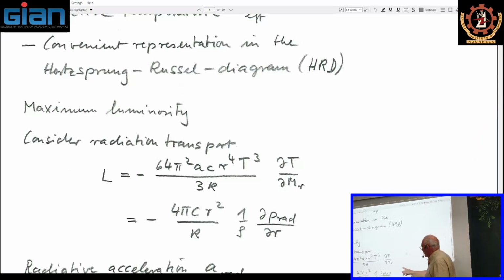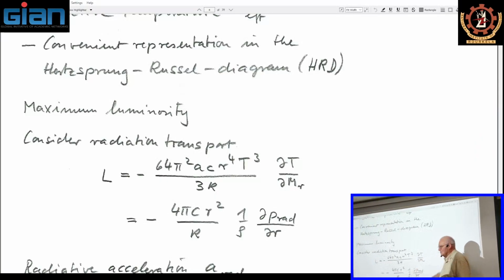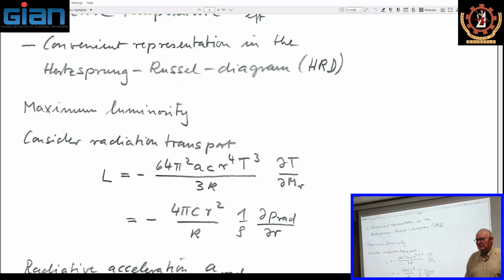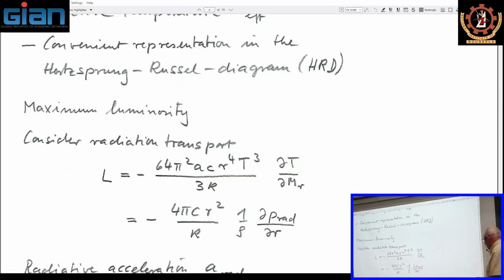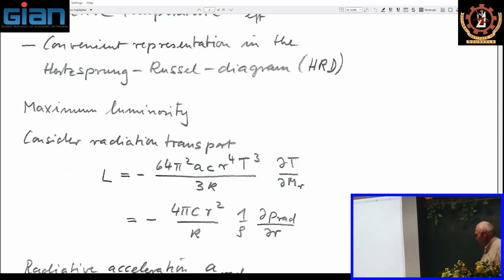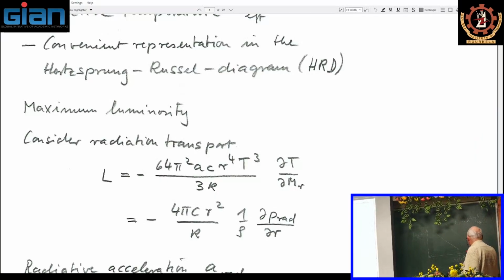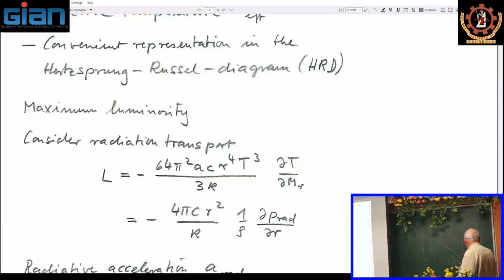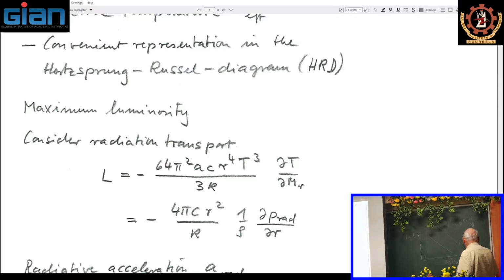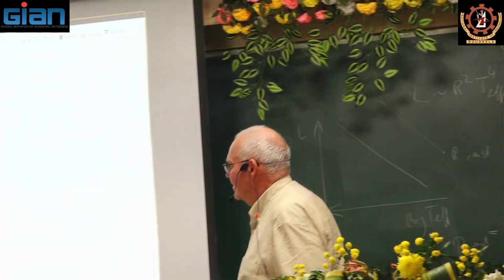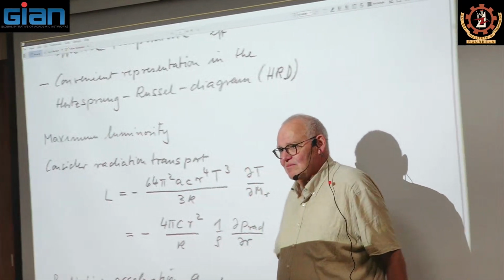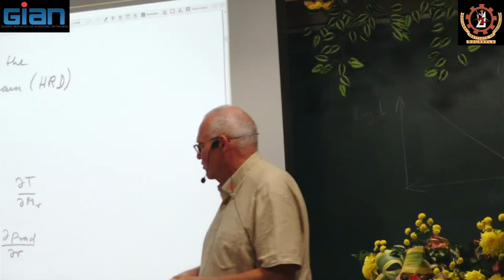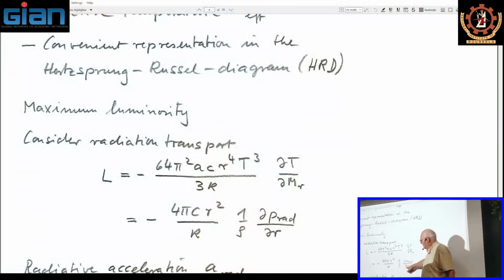Now I pointed out already that this factor T cubed can be rewritten in terms of either the radiation energy density or the radiation pressure. Radiation pressure is given by P_rad. P_rad is equal to a third times temperature to the fourth. So a third times temperature cubed times the temperature gradient might be written in terms of the gradient of the radiation pressure.